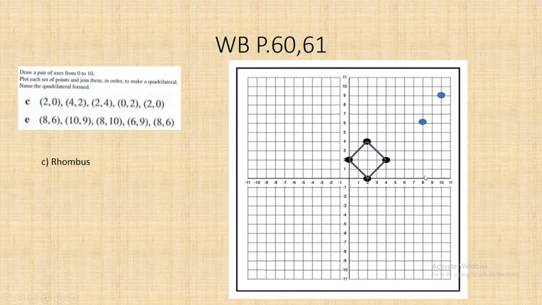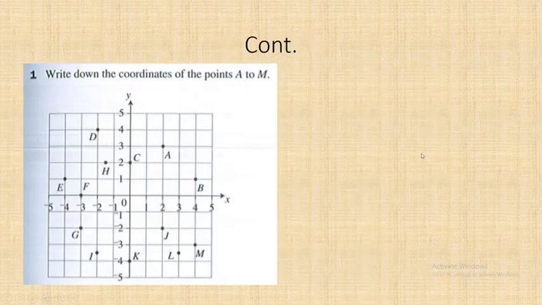Then 8 and x, 10 and y, so it's going to be here. After that, 6 and 9, 6 and x, 9 and y, put it here. And then 8 and 6 again, it's the first point that we plot. So let's connect it here. It has a shape of a kite. Okay, so let's continue. Here he says, write down the coordinates of the points A to M.